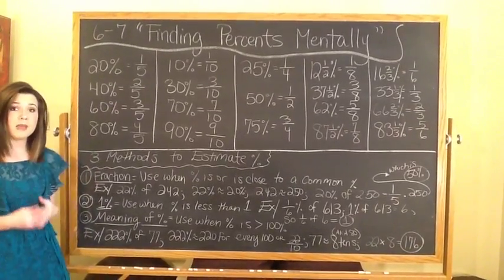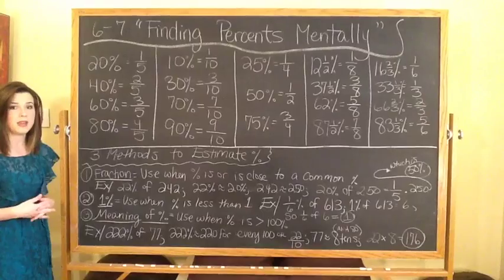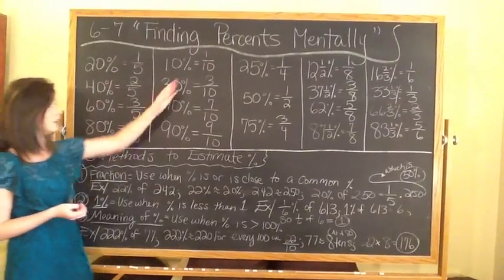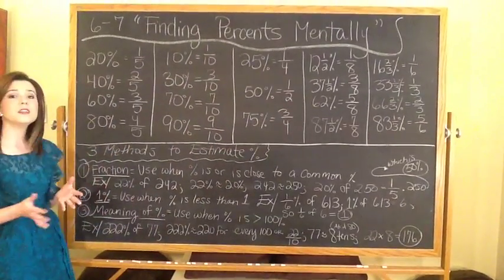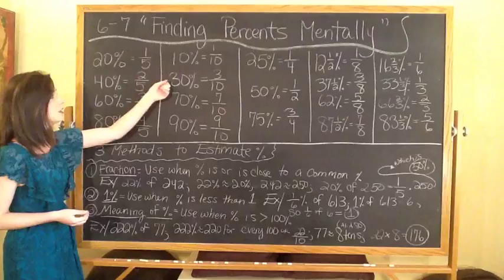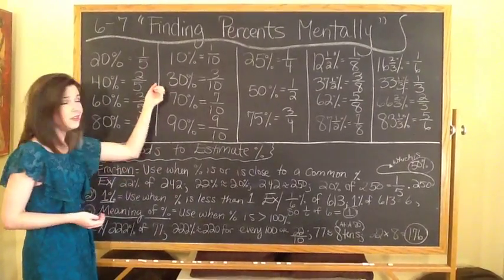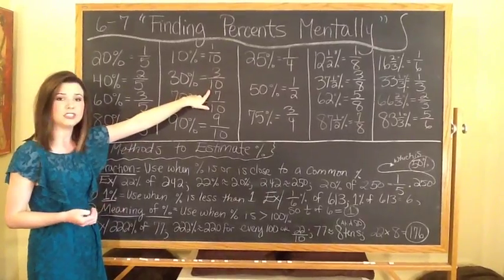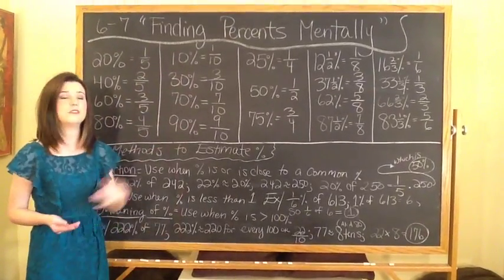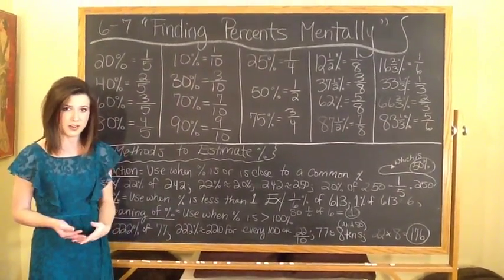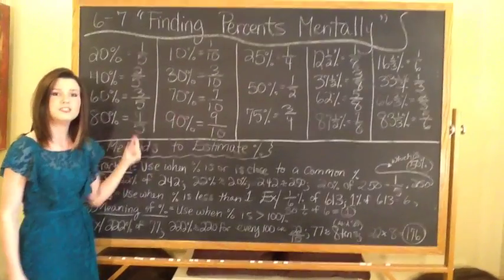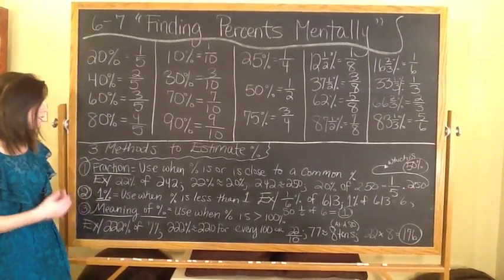Now, there are three main methods that you can use to estimate percents. The first one has to do with using the fraction equivalents like these up here. You would use this when the percent is close to a common percent. If it's something close to 30%, like 28, you can round it up to 30% and use this fraction to help you find the percentage of it. If it's 11%, then you can use your 10% fraction, which is 1/10, to figure out the percent of it. Sometimes estimating can make things quicker, putting to practice things that you've already memorized. So the first one is the fraction.